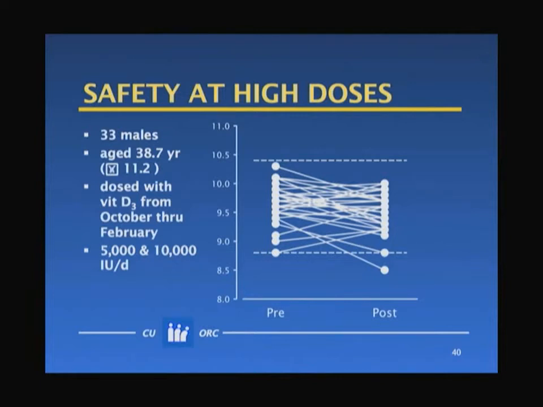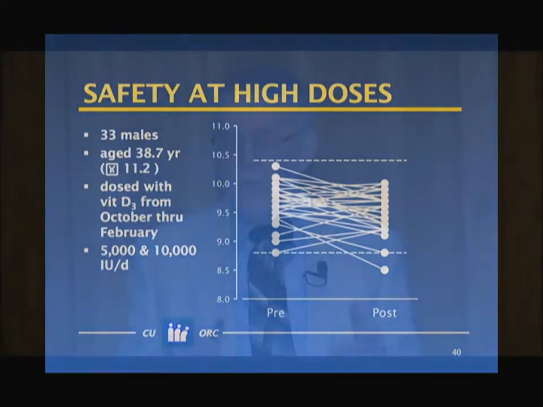This is a batch of 33 men, average age 39, who were dosed at a rate of 5,000 to 10,000 international units per day, every day, from October through February. And this is what happened to serum calcium. The serum calcium, if anything, fell a little bit over this period of time. There was not a single instance of hypercalcemia. This happens to be beginning and end, but we followed the serum calcium every month, and there was no rise above the upper limit of normal. So again, that's one indication of safety.